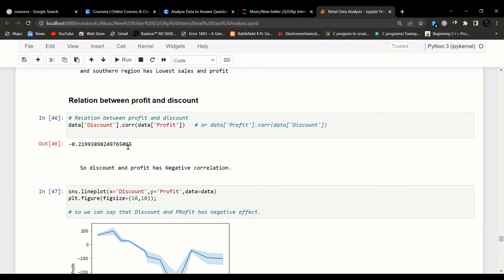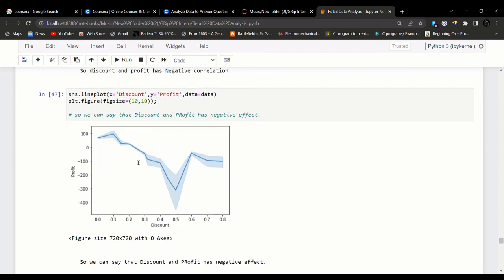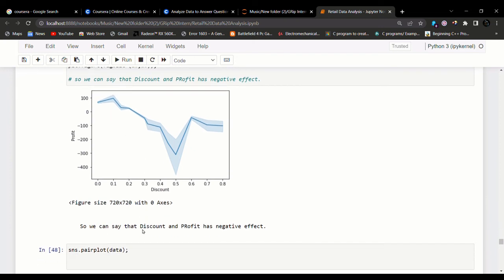Relation between profit and discount. Now, net profit and discount: we have to find the correlation between discount and profit. As you can see, discount and profit have a negative correlation, that is, minus 0.2119. We have also tried to display discount and profit in a line plot, as you can see here. So by seeing this line plot, we can conclude that discount has a negative effect on profit.